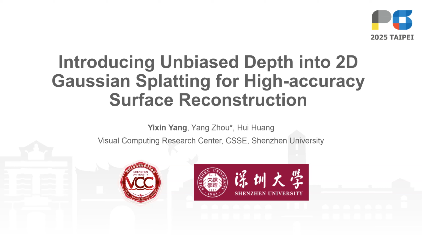Today, I'm glad to present our work introducing unbiased depth into 2D Gaussian splatting for high-accuracy surface reconstruction. This work focuses on significantly improving the geometric reconstruction quality of 2D Gaussian splatting.